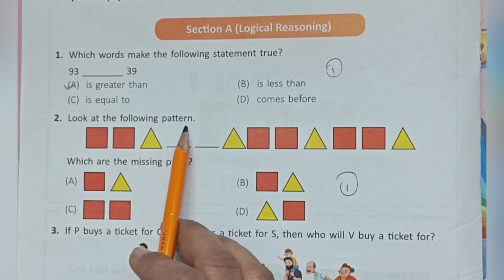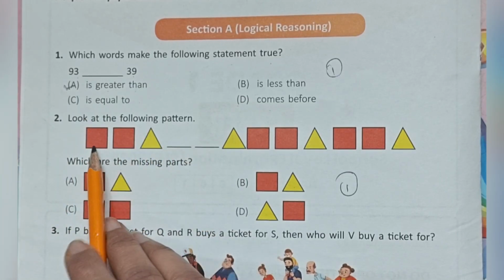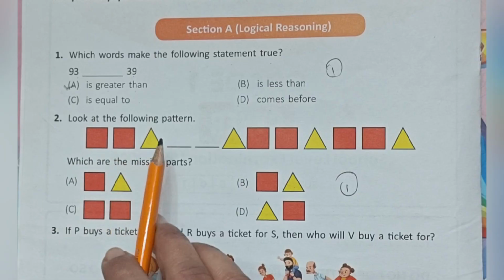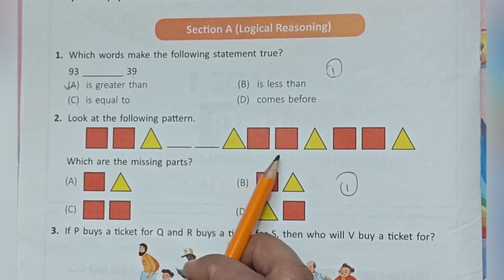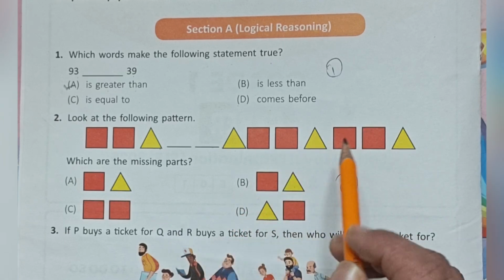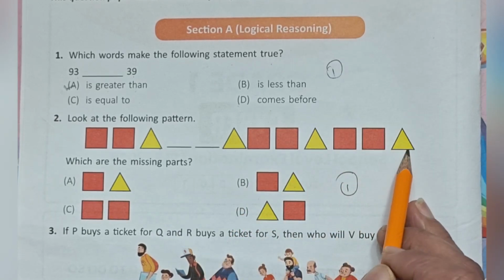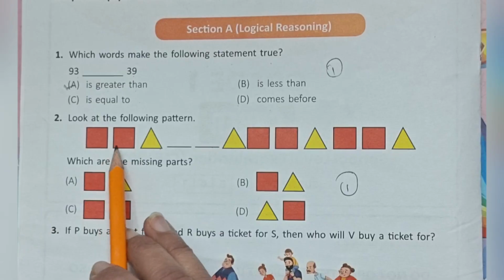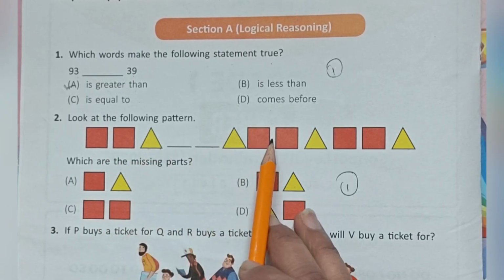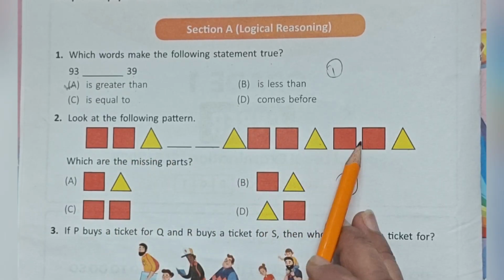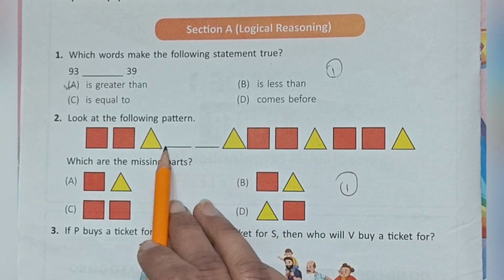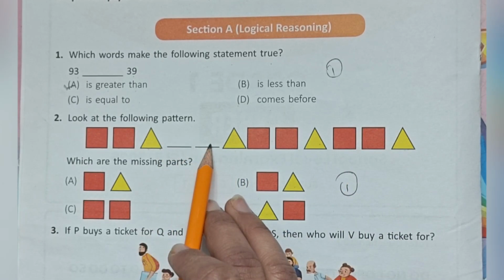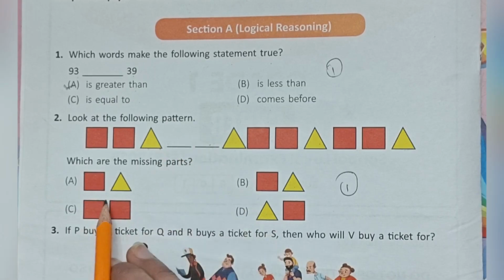Question number 2. Look at the following pattern. If we see a pattern has been given with two squares, then one triangle, two blanks, one triangle, then two squares, one triangle, again two squares, one triangle. It means the pattern has two squares, then one triangle, two squares, one triangle, two squares, one triangle. It means if we follow the same pattern in the given blanks, two squares will come, and they are given in option C.